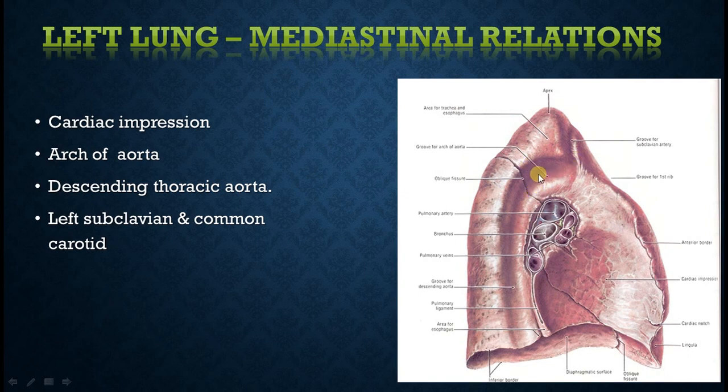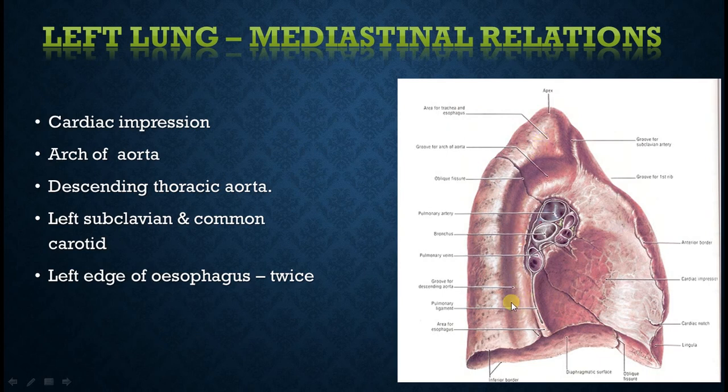Then from the arch of aorta above, you will see the groove for the subclavian artery, which is a branch from the arch of aorta. You will also see the groove for the common carotid. Then the arch of aorta and descending thoracic aorta. This is the groove for the subclavian artery. And here posteriorly, you will see the esophageal impression at one place.